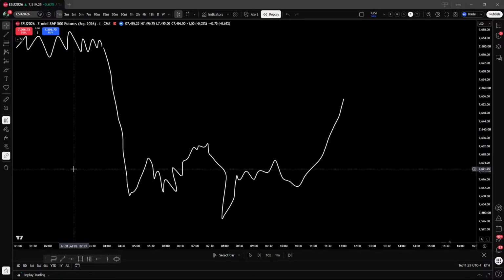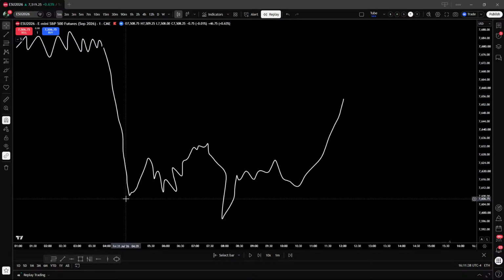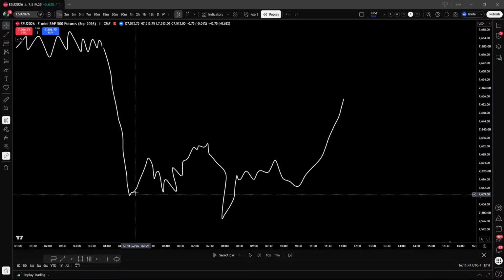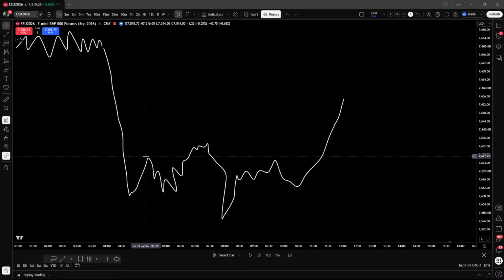Anyway, so what are we gonna measure with the fibs? This first move here, right? It's like the first pivot, first swing, right? We have a low and then a high, right?